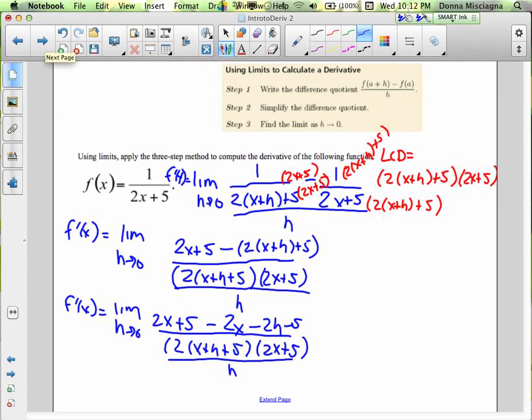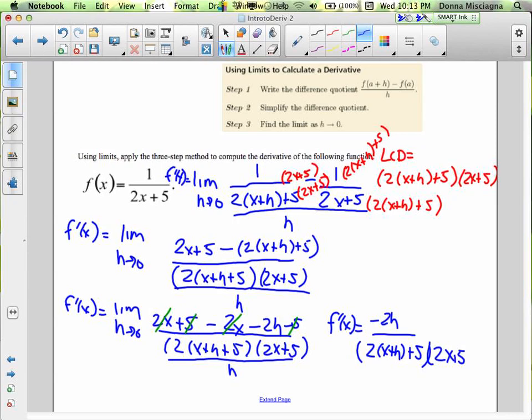All right, so now we'll simplify. So look, this isn't so bad, right? Because the 2x's will cancel, and the 5's cancel. Right? Those are opposites. All we got left is the negative 2h. That's it. So now we've got f prime of x equals just a negative 2h divided by a 2 times x plus h plus 5 times, it's a mouthful of a denominator there, 2x plus 5.